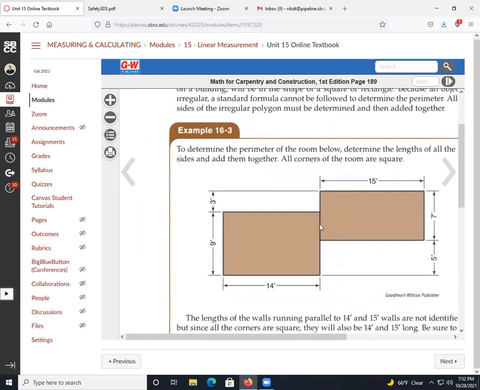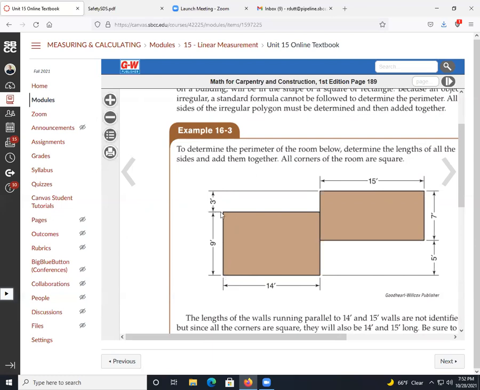Here's some irregular polygons, and you just got to look for where the numbers are, right? So you would just add up the numbers as you go around. Pick one. We'll start at the 7, and we'll go around clockwise. So we'll add the 7 to the 15, which is 22. We'll add 5, which is 27. We'll add 14, which is 41.